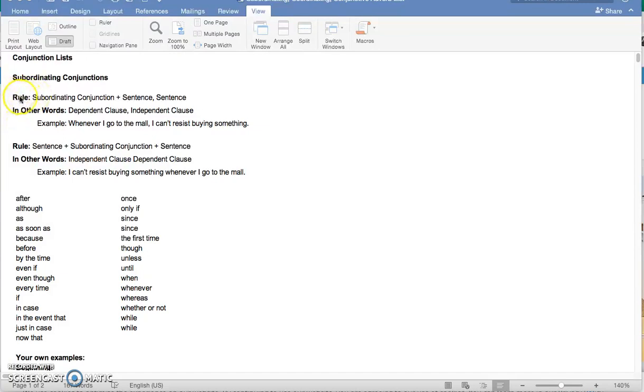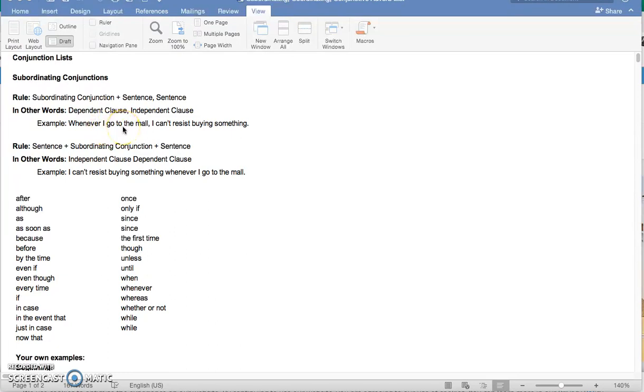What I've done here is I've put the rule, and I've given the rule to you in a couple of different ways. So if you're very kind of left brain, very logical, what this rule says is you insert a subordinating conjunction with a sentence, place a comma, and then another sentence, and you've then successfully written a complex sentence using a subordinating conjunction. Another way of saying that is we have a dependent clause followed by a comma and then an independent clause. The example here, I use the subordinating conjunction whenever.